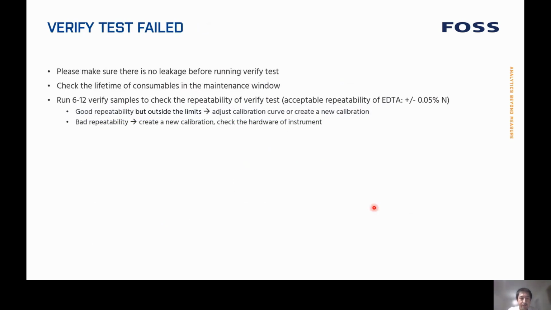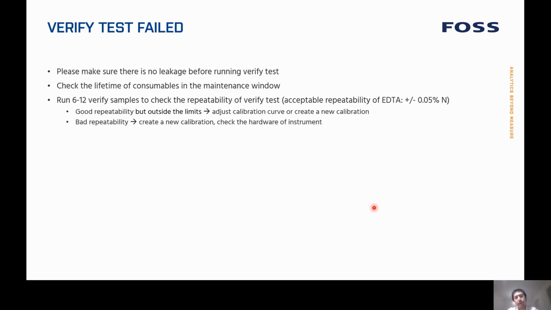When the verification test fails, here are a few tips on what you can do to figure out the problem. Always make sure there's no leakage before you run the verification. If there's a leakage, you will get a low or unstable result. You also need to check the lifetime of the consumables and ensure they are all in range, with no issues.